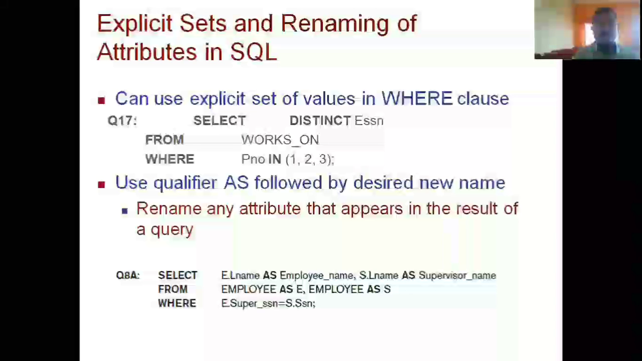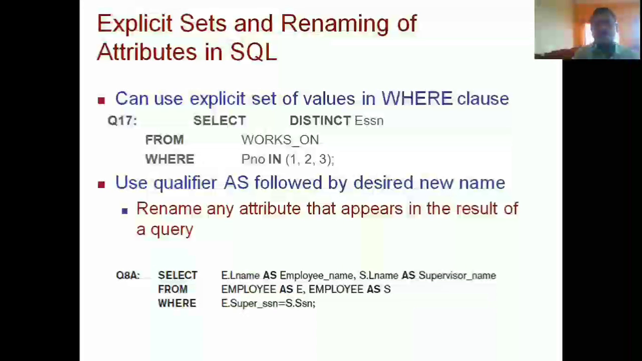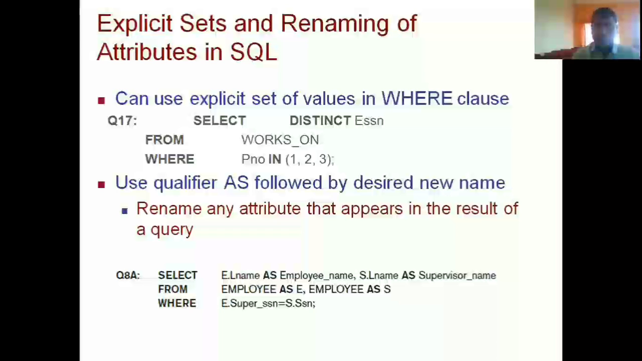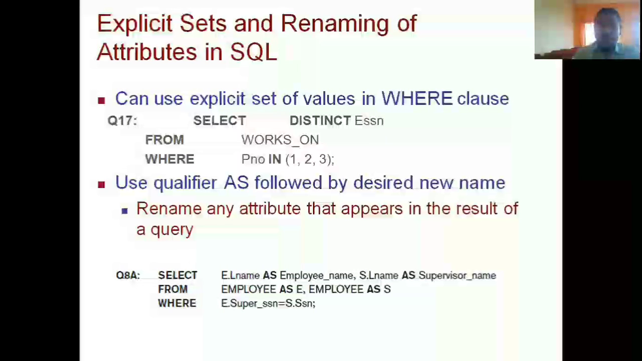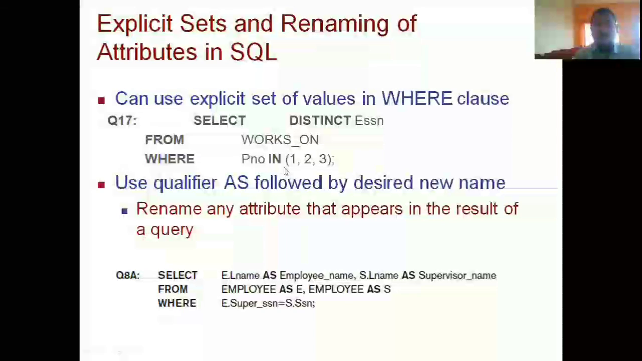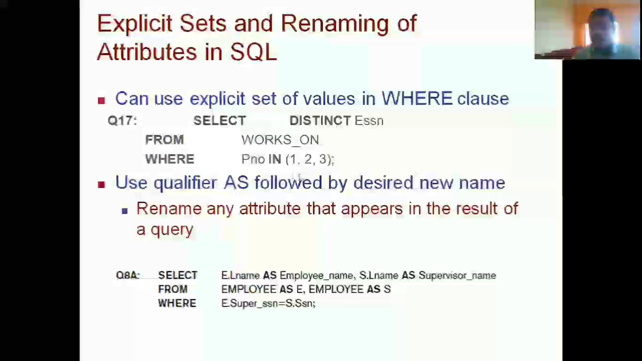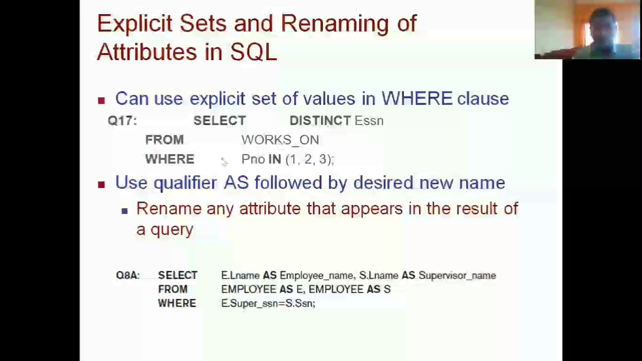Sets and renaming of attributes in SQL. When you are creating the table, we are assigning the attributes. You can use explicit set values in the WHERE clause: select distinct employee SSN from works_on, where works_on is a relation table, where the condition is project number in (1, 2, 3). This means if the project number is in 1, 2, 3, then only we can select those employee numbers.